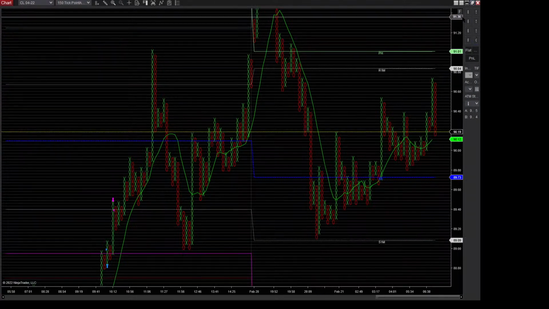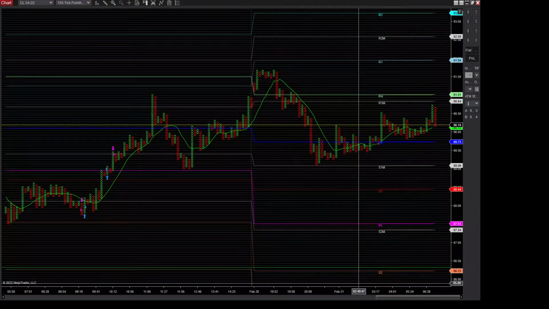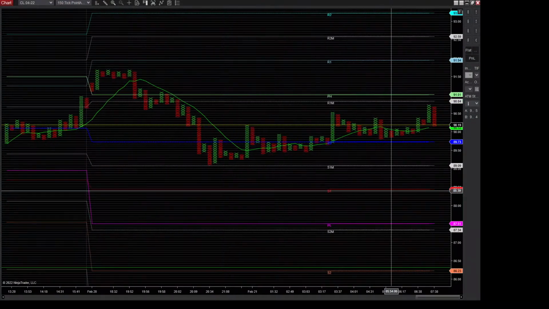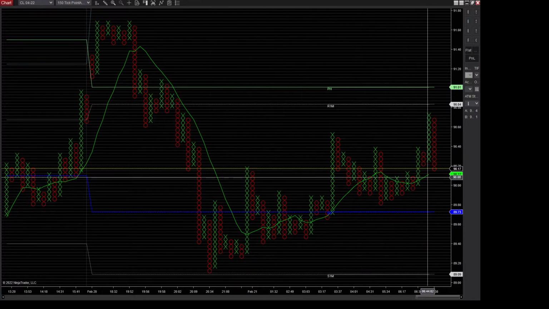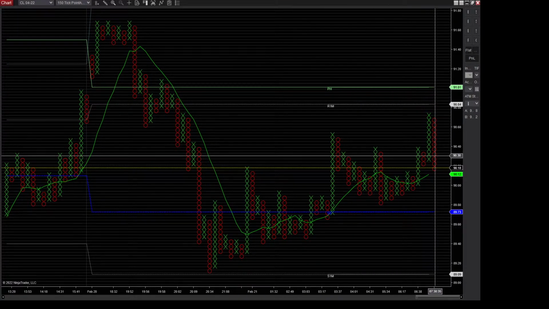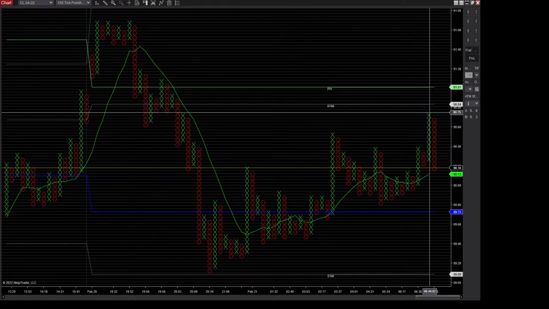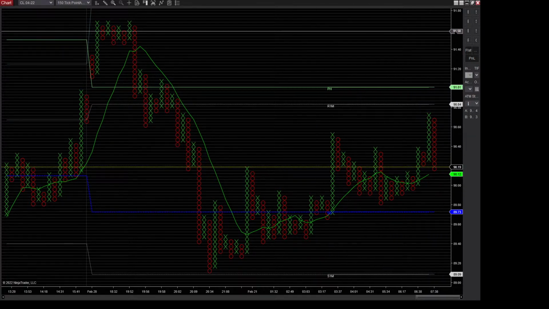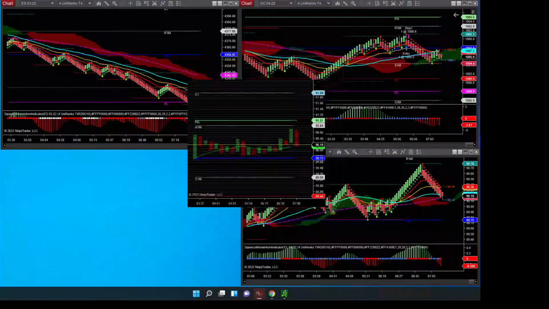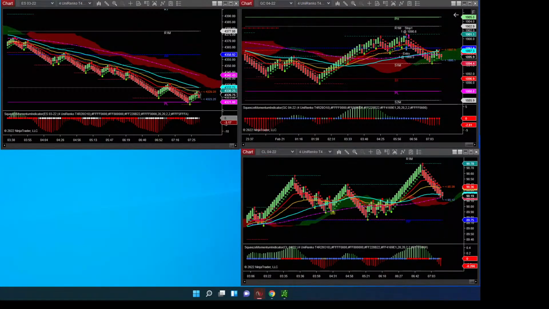And this is crude. You see that it's above the moving averages here. It painted this nice move to the upside, but then it reversed. So it could be very choppy today. Most likely the volume is going to be very low.